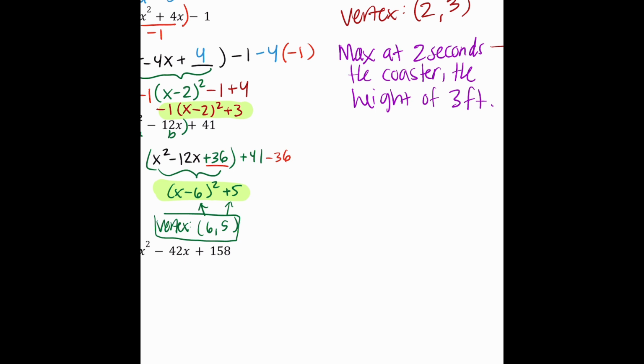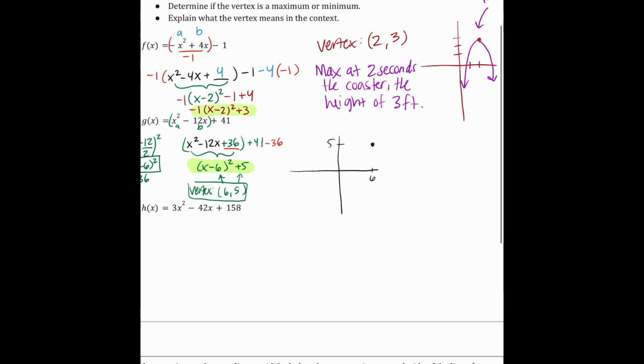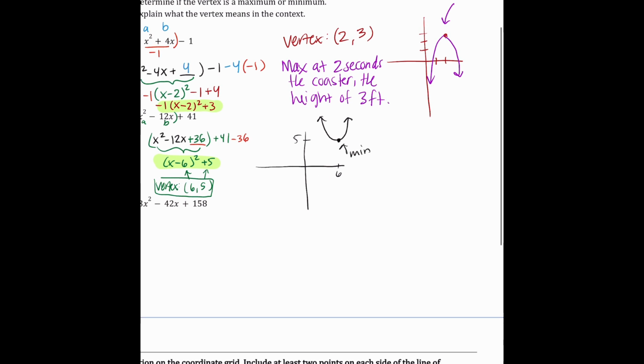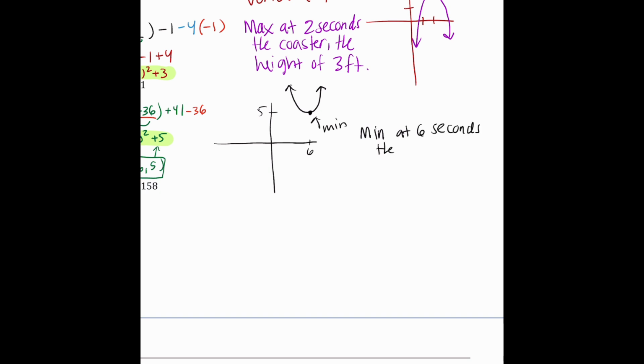Okay, and now I want to think about, is this a max or is it a min? So let's go ahead and sketch the graph really quick and see. All right, we have 6. 6 is going to be somewhere here, and then 5 up here. We know that this is a positive parabola, so our function's facing up. So this has to be a min because we don't know our max, because it continues to go up to infinity. Okay, so we know our minimum is at 6 seconds. The coaster will be 5 feet high.